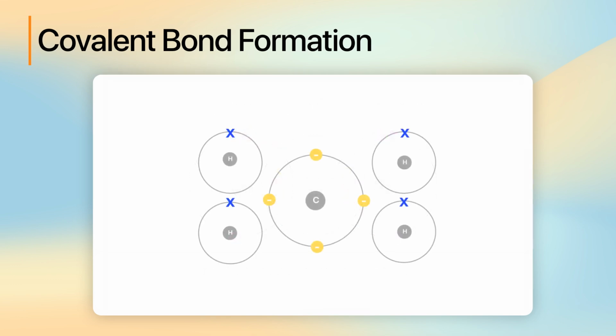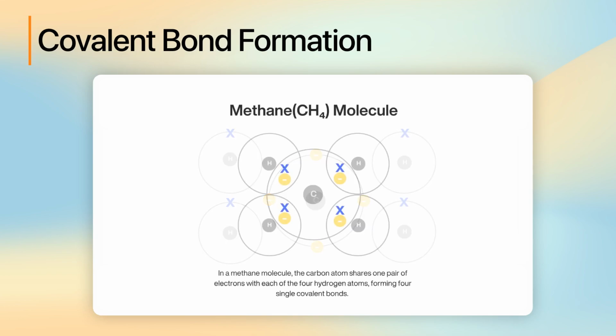In a methane molecule, the carbon atom shares 1 pair of electrons with each of the 4 hydrogen atoms, forming 4 single covalent bonds. This sharing allows the carbon atom to complete its valence shell with 8 electrons and each hydrogen atom to have 2 electrons in its valence shell.